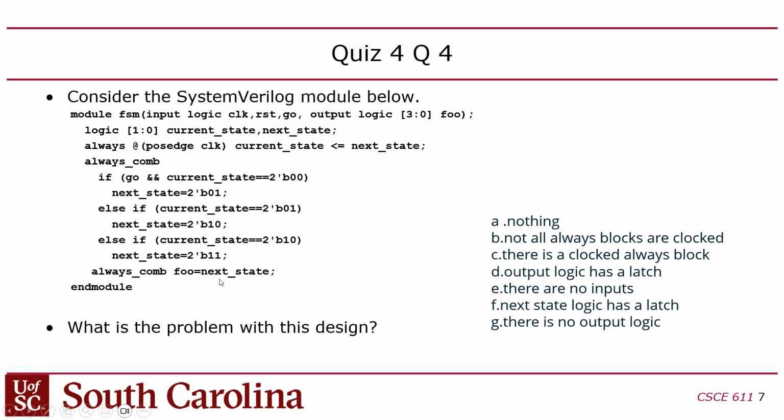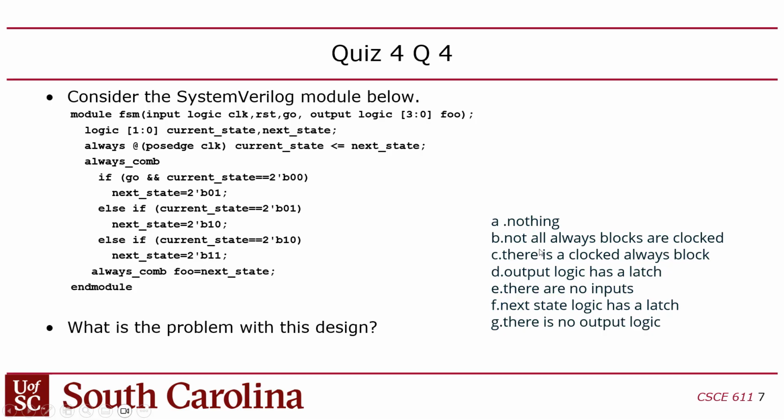Is that right? Did I get that right? Yeah, next state, these are 2 bits, foo is 4 bits. So let's see, our options here are nothing, or not all always blocks are clocked. Well, that's okay. That's not a problem because the only clocked always block should be the one that sets the current state.